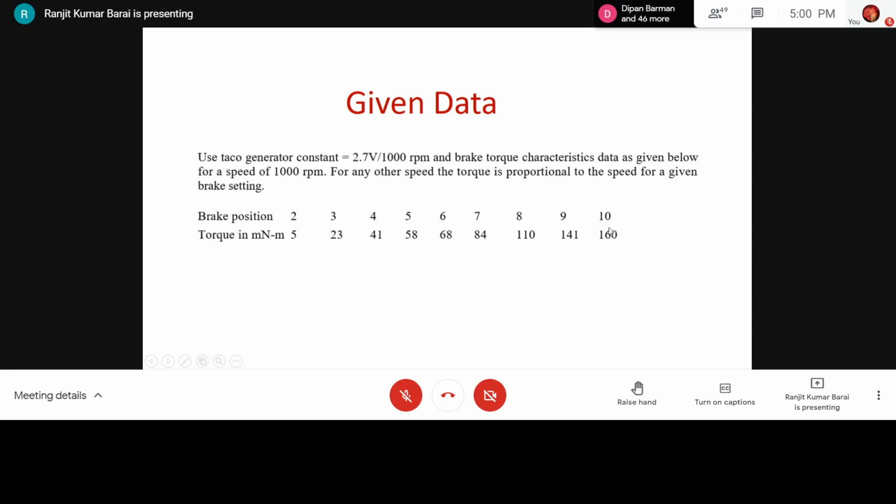Say for brake position 10, your speed is 900 RPM. So from here you can calculate. For 1000 RPM, the torque is 160. So for 900 RPM, the torque will be this much. The assumption is, why is it true, why can you take it as true?